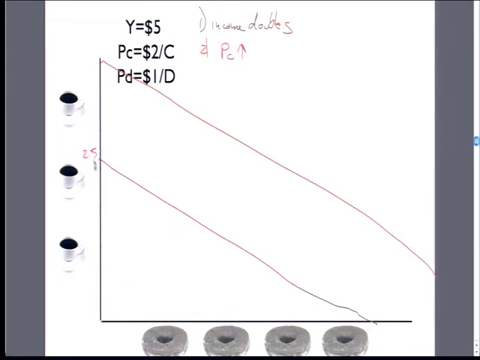Intercept for coffee goes from 2.5 to 2. Donut stays the same, so this intercept stays the same, and the slope changes a little bit. What's the third one? Price of donuts goes up to the same as price of coffee. And what happens there? Anybody help me out? Y-intercept changes to here, so we're something like that.